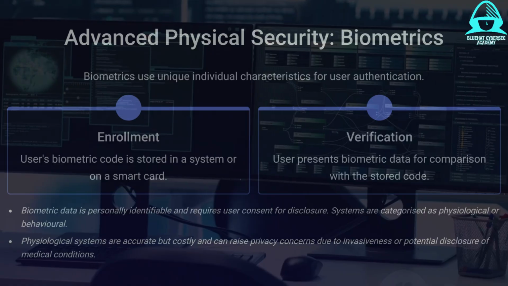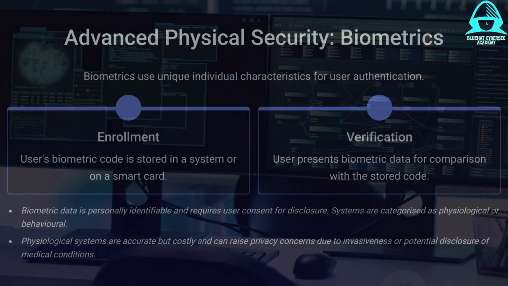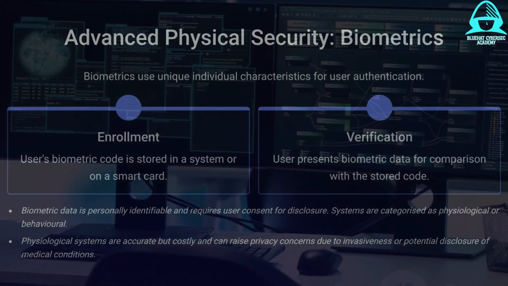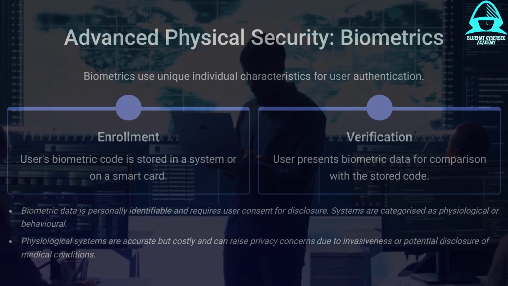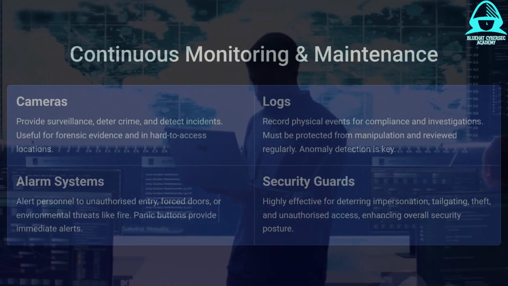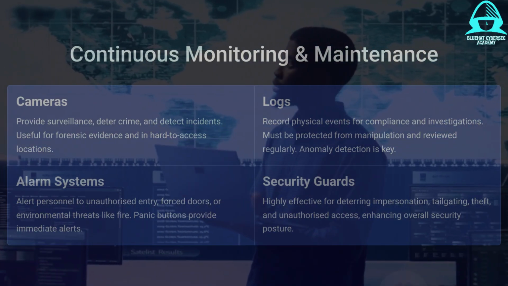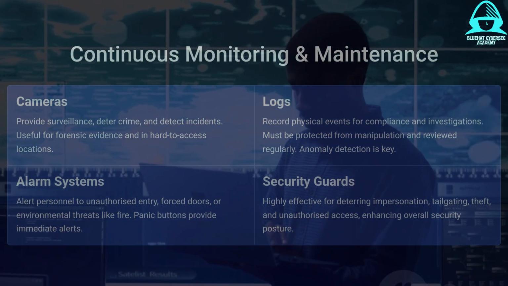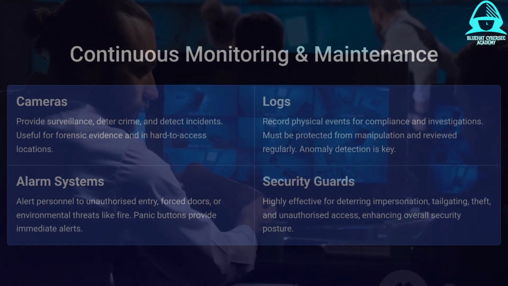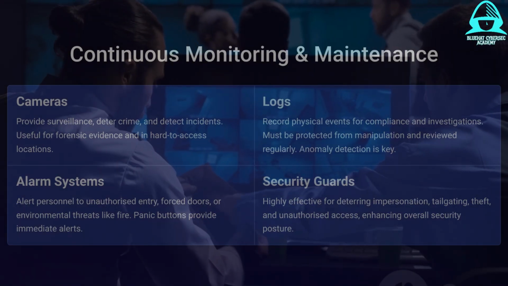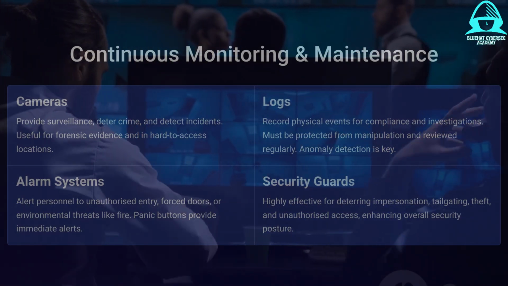Now that we've explored the various physical access control types, let's move on to how organizations continuously monitor and maintain their security posture. The use of physical access controls, monitoring personnel and equipment entering and leaving, and auditing and logging all physical events are key elements in maintaining overall organizational security.